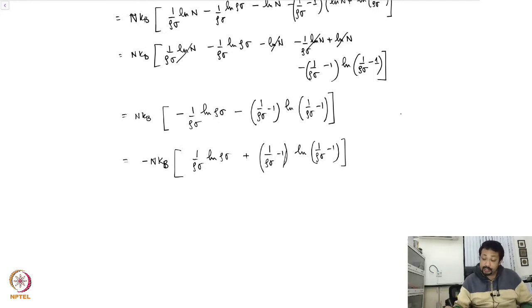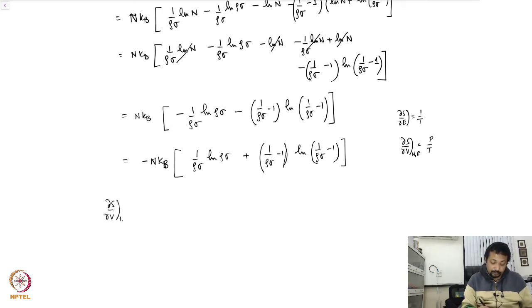Now from this I cannot calculate del S del E because that is equal to 1 by T. I cannot calculate that because S is not a function of E here. I can only calculate the equation of state, which is del S del V, N and E held constant, is P by T. So del S del V, N and E held constant, is P by T, and this implies del S del rho, N and E held constant, times del rho del V, N and E held constant, is going to be P over T.